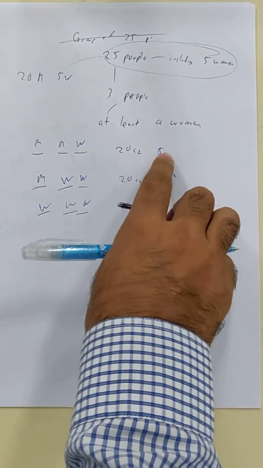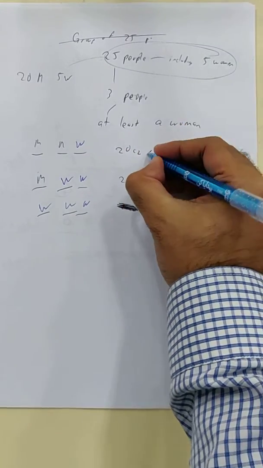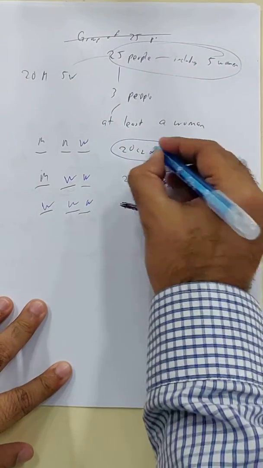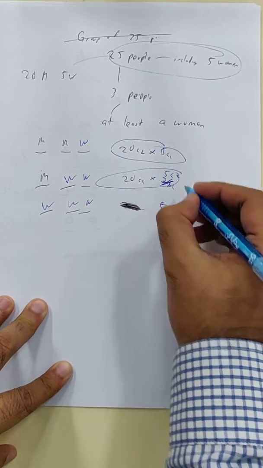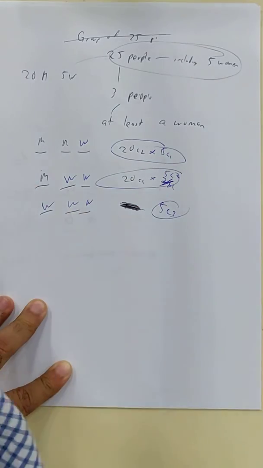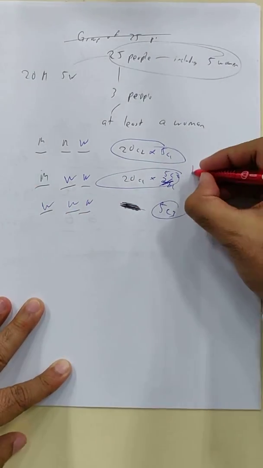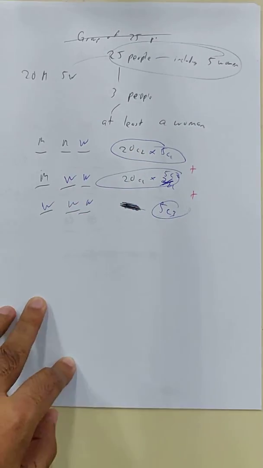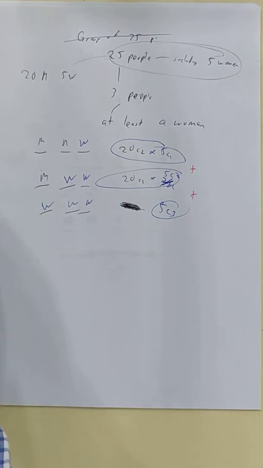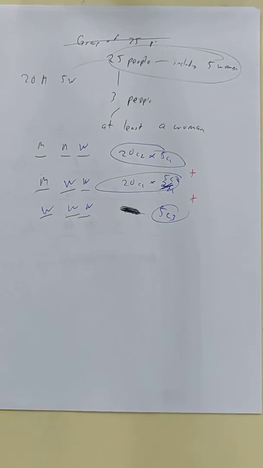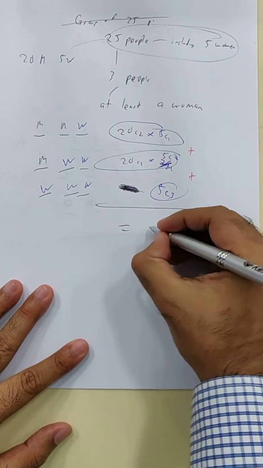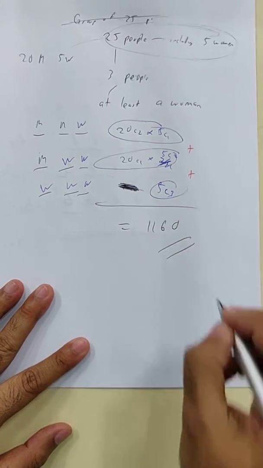So how do I combine these two? Times? Same case. How do I connect all these 3 data? Plus? Different case. We should get 1160.